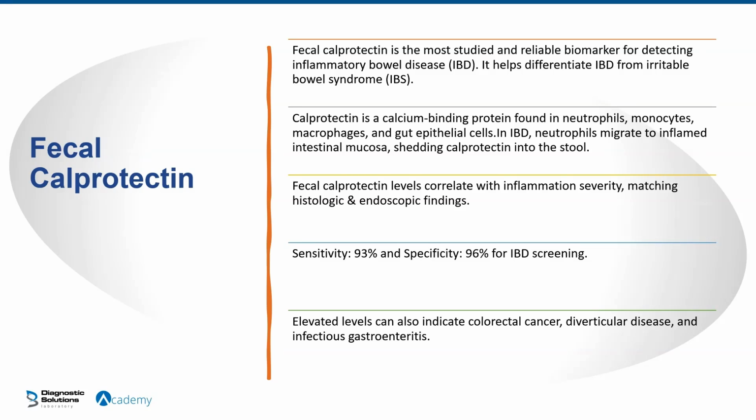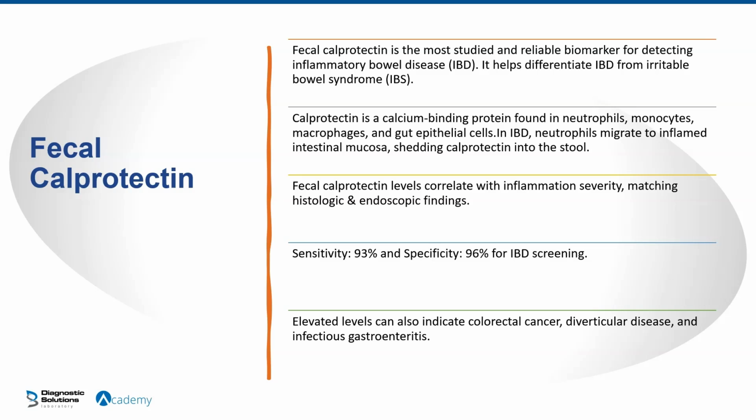Basically, the calprotectin is a calcium-binding protein that's found in neutrophils, monocytes, macrophages, and gut epithelial cells. In inflammatory bowel disease, the neutrophils will migrate over to the inflamed mucosal tissue, and that will increase the calprotectin in the stool. The calprotectin level correlates with inflammatory severity, matching both histological and endoscopic findings. It's got a sensitivity of 93% and a specificity of 96% for large bowel inflammatory bowel disease.